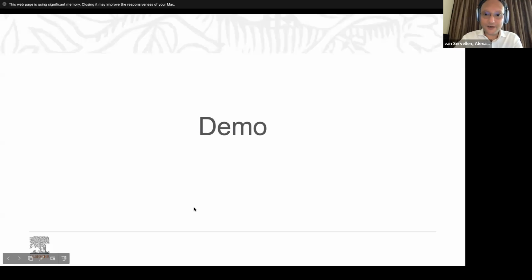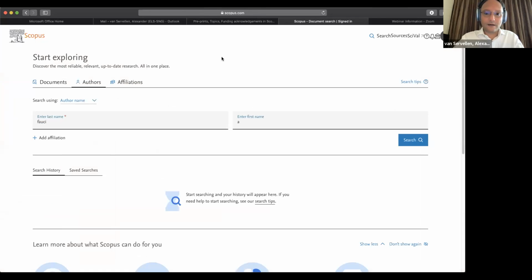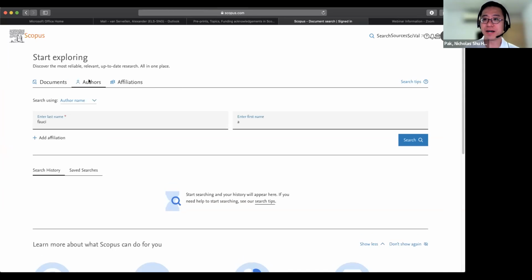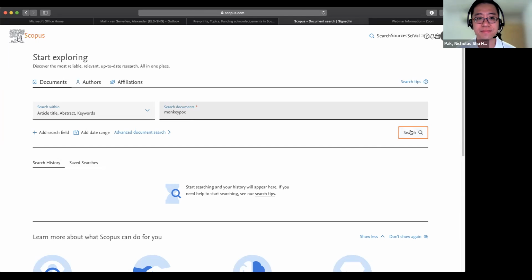Now we would like to demonstrate how some of that looks in Scopus itself. So Nick, can you see Scopus? Yep, pretty much clear. All right, so what are we going to start with? Do we want to do monkeypox this time around? Monkeypox, okay. How do I spell it? With an X? Pox? X, yeah. That's such a new age spelling.